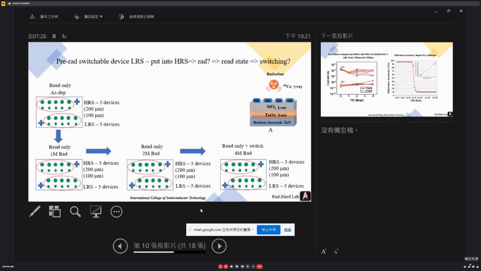What is the variation in the resistance? Then I put it back again, took 2 mRad, then 4 mRad, and after accumulating 4 mRad, we did the switching. Before that, we didn't use the device.